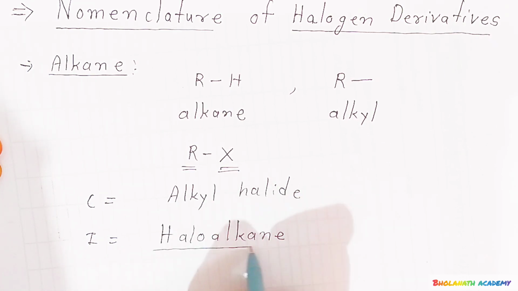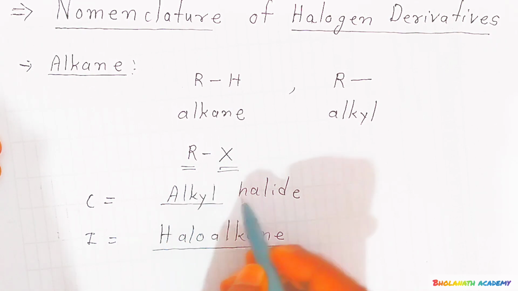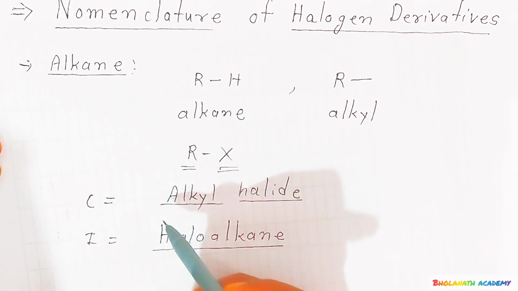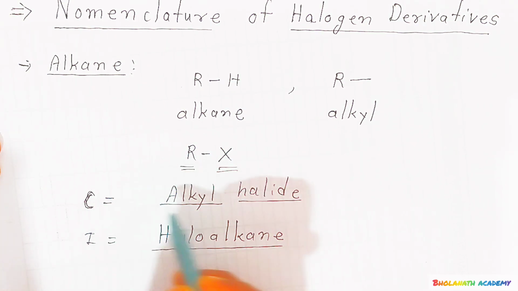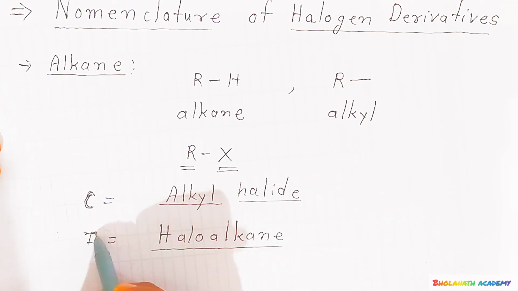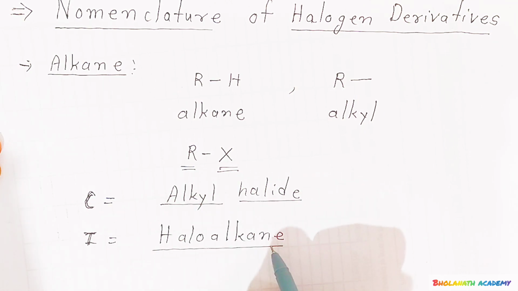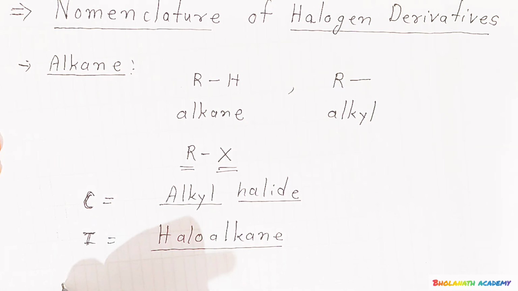Okay students, this is continuous alphabet. Now here alkyl is one word and halide is different. This way you have to name the halogen derivative. In common we call it alkyl halide. In the IUPAC system we call it haloalkane. Okay students, now the examples that we are going to see. First example.